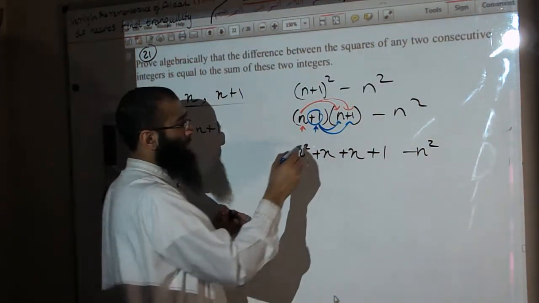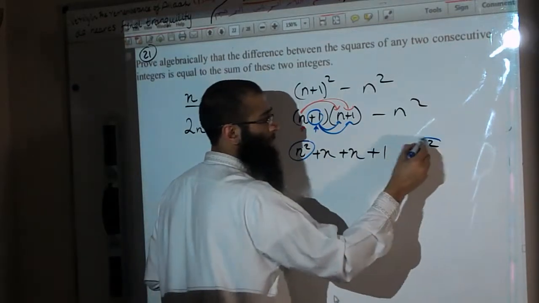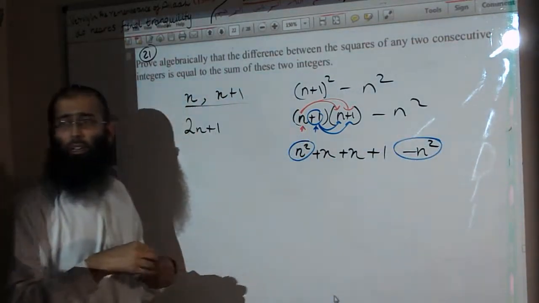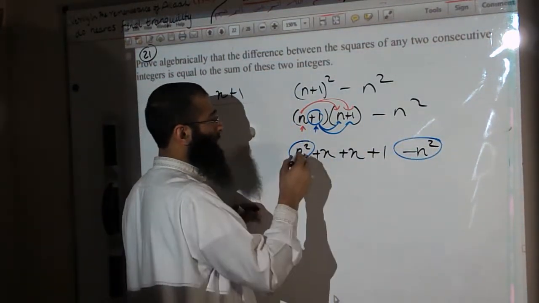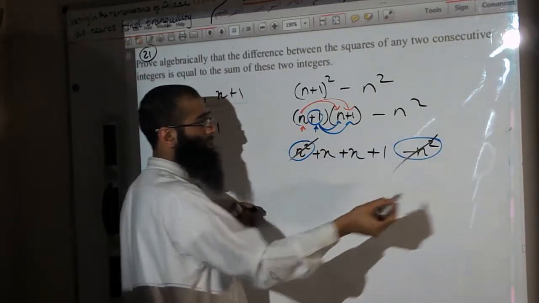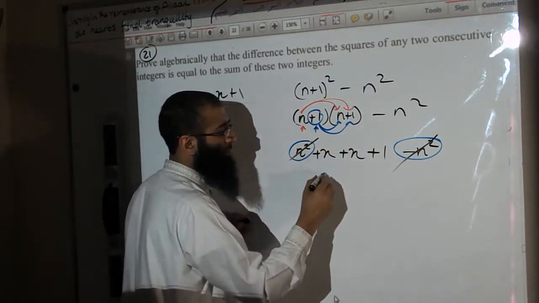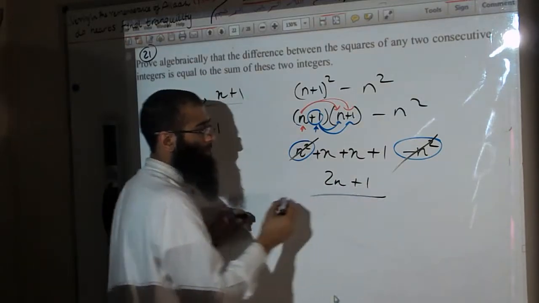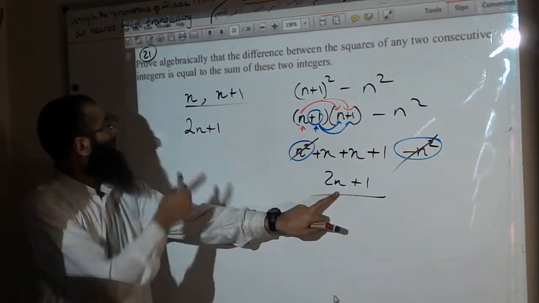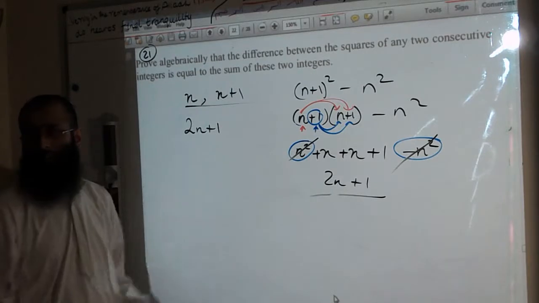So, I have an n squared here and a minus n squared here. What happens to those two? They cancel each other out, they become 0, because n squared take away n squared is nothing. So what we're left with is n plus n, which is 2n, add 1. Okay, so does this give us the same answer as this? Yes, done.